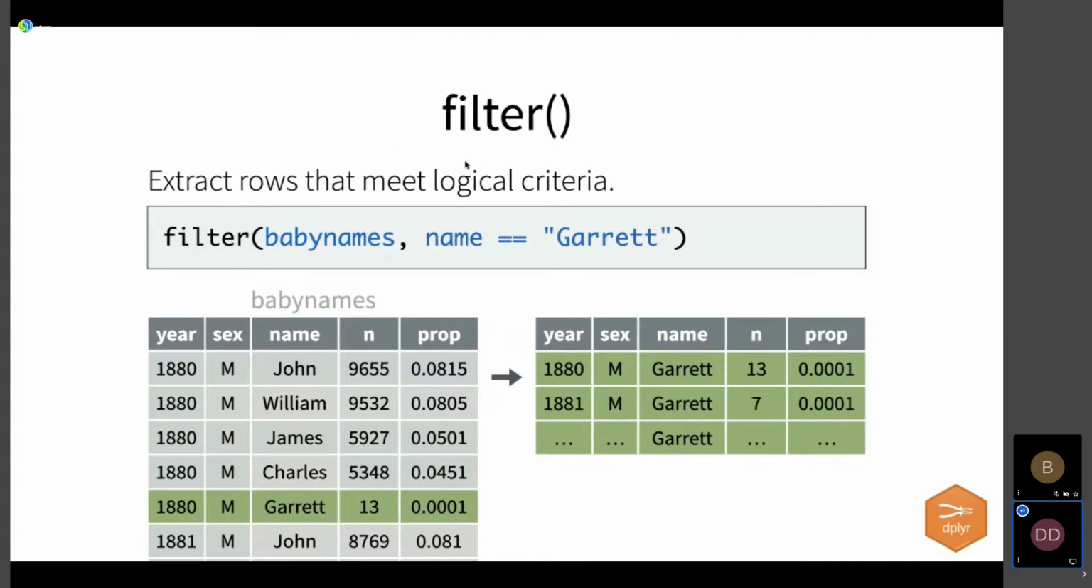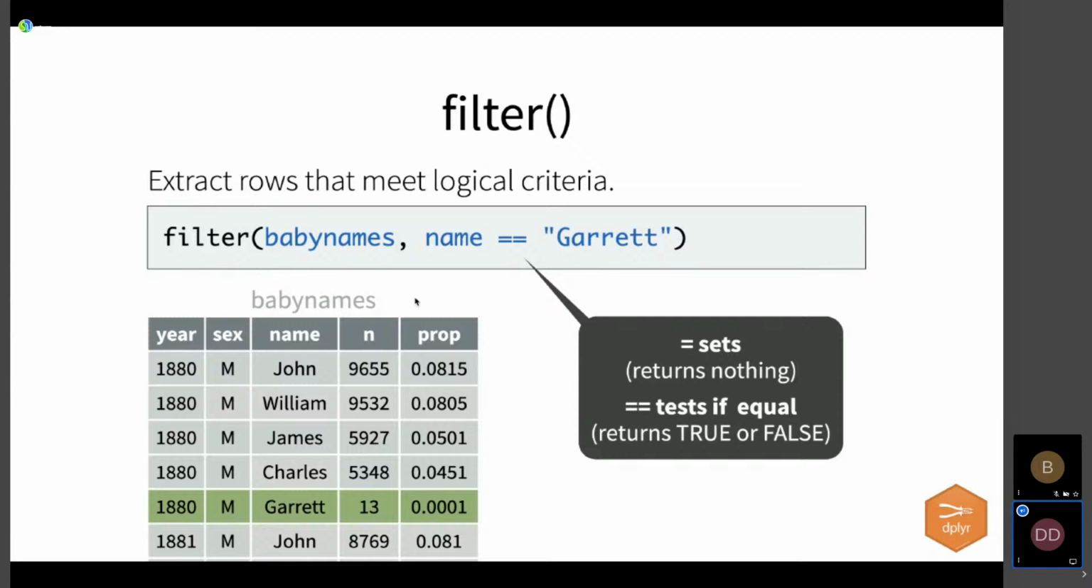So let's start out with the filter function and get a little bit more into it. Here again, filter is selecting rows, whereas select was selecting columns. So again, we have a lot of rows in our table, and we're trying to remove the rows that we don't care about and filter only the rows that we do care about.